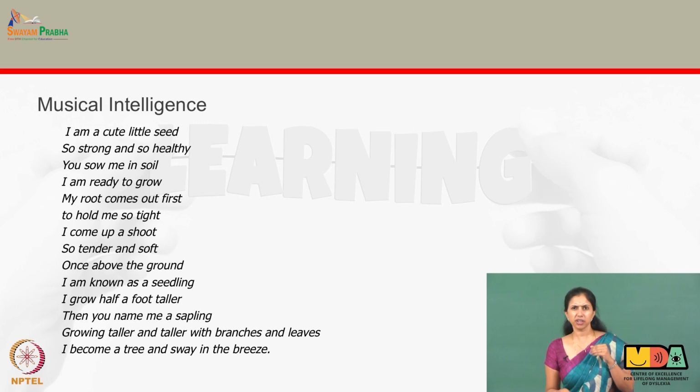I'm a cute little seed, so strong and so healthy. You sow me in soil, I'm ready to grow. My root comes out first to hold me so tight. I come up a shoot, so tender and soft. Once above the ground, I'm known as a seedling. I grow half a foot taller. You name me a sapling. I grow taller and taller with branches and leaves. I become a tree and sway in the breeze.